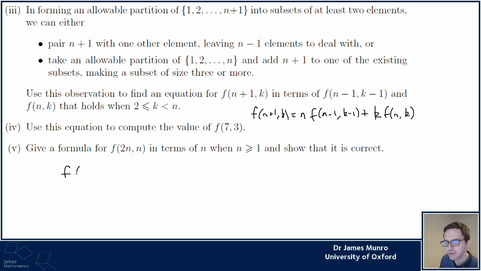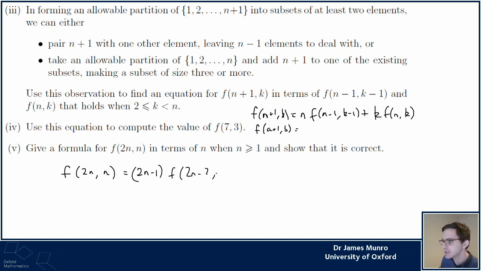So for f(2n,n), this is a little bit mind-bending, but I need to think about this expression, take all of the n's and replace them with 2n minus 1. If that makes you unhappy, then maybe think about this using different letters, like a and b over here, and then I'm happily setting a to be 2n minus 1. Okay, and k to be n, but not the same n as up here. Got to be careful to do this substitution exactly once.